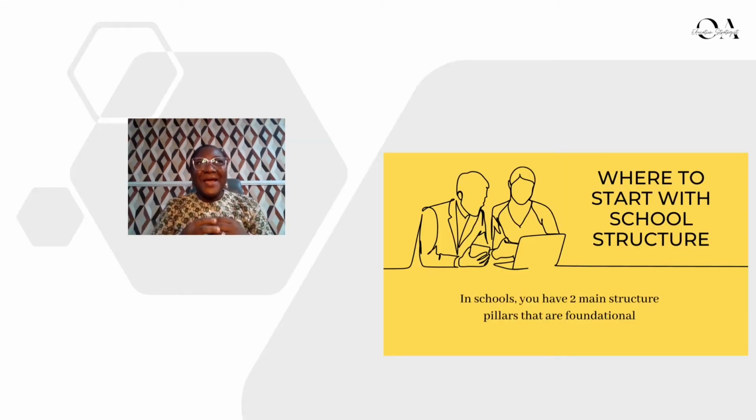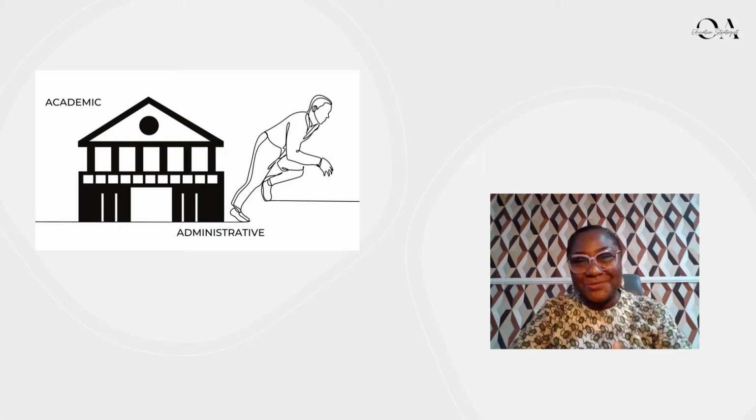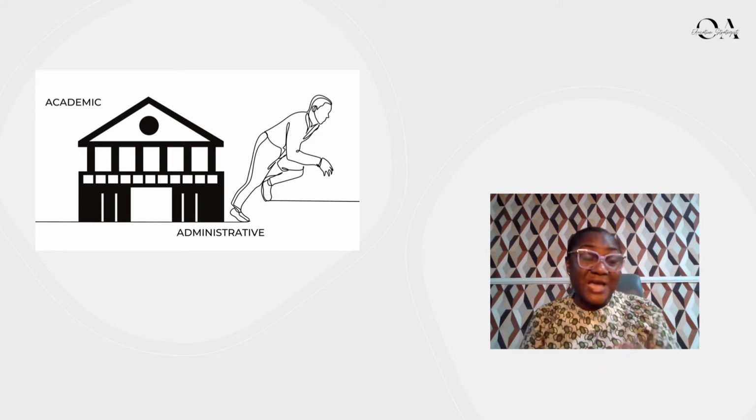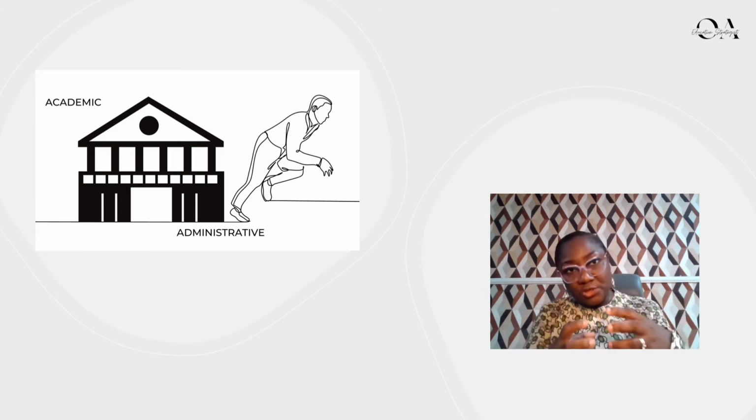And so when you think about where to start, I just listed a couple of things. I talked about parents, right? I talked about our curriculum. I talked about your staffing. All of those things fall under 2 main things. The 2 main structures that you have in your school, any school, my school, your school, our school. And the 2 main structures are your academic structure and your administrative structure. Academic and administrative. And these 2 structures are what you put everything else under.